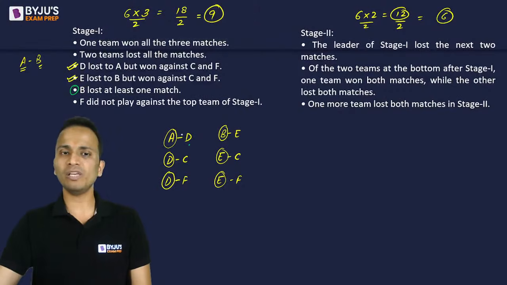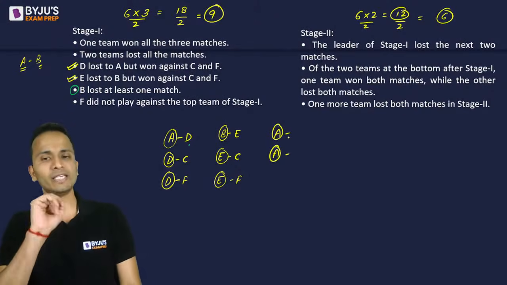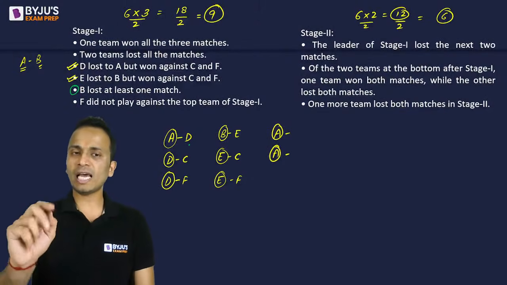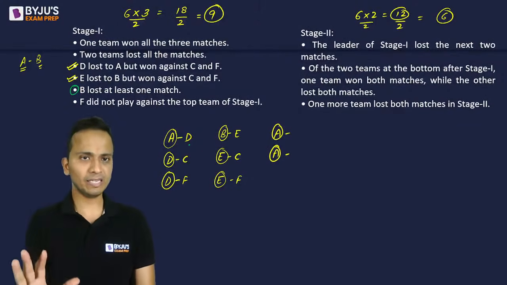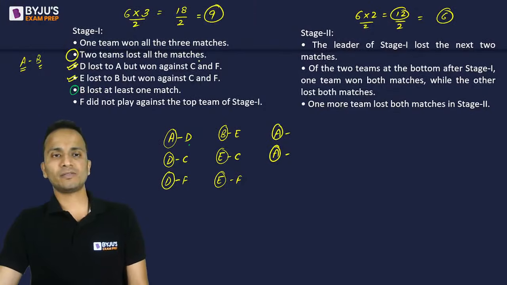A has played only 1 match. So A will play 2 more matches and A will be the winner in these 2 matches. All right. A will be the winner in these 2 matches. A will play 2 more matches and will be the winner. Clear?